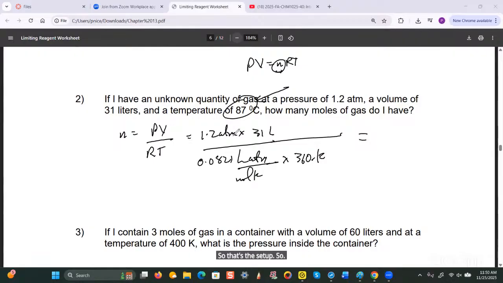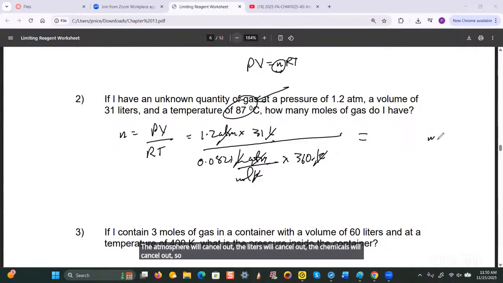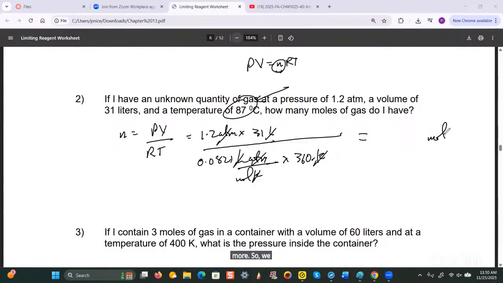In terms of the units, the atmospheres will cancel out, the liters will cancel out, the kelvins will cancel out. So the only unit remaining would be mole. So we do the number crunching. 1.2 times 31 divided by 0.0821 times 360. How many sig figs? 2 sig figs. So the final answer in this case will be 1.3 moles.